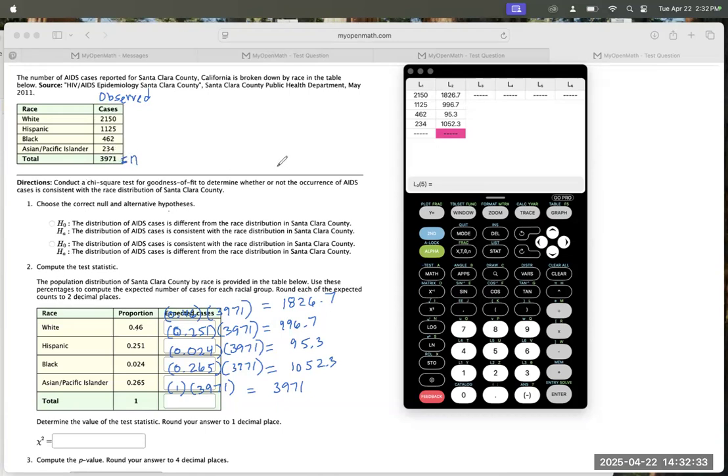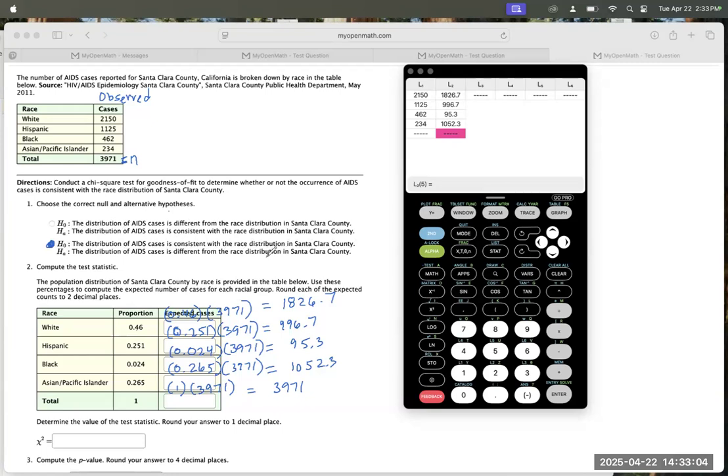Then they said choose the correct null and alternative hypothesis. The null hypothesis in a chi-squared goodness of fit test is always that the random variable follows the distribution. So the distribution of AIDS cases is different? Nope. The distribution of AIDS cases is consistent with the race distribution. This is the one we want, the second one. And the alternative hypothesis is always the opposite of that: the AIDS cases are different from the race distribution.